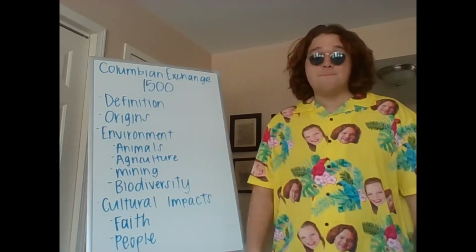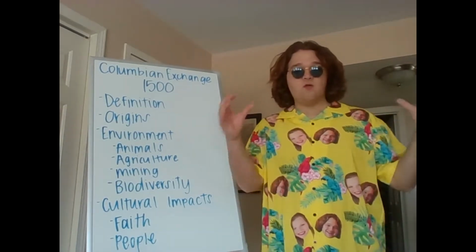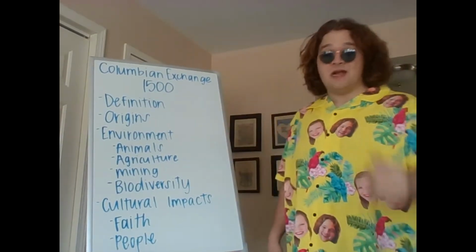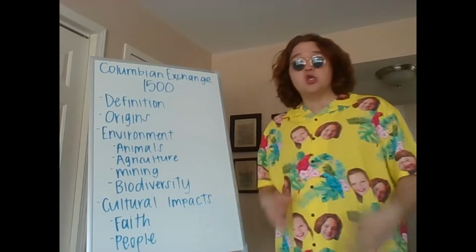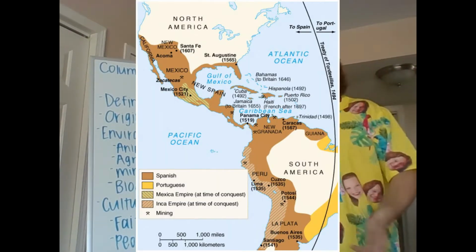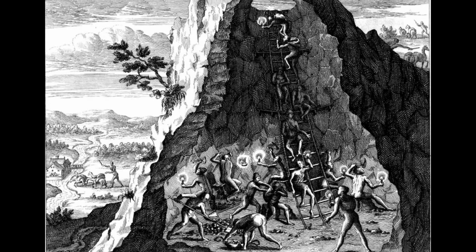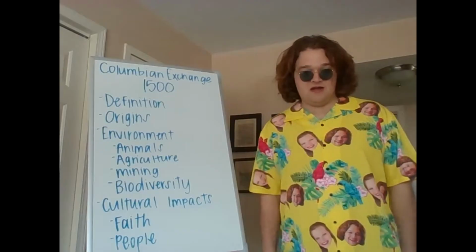Last but not least, mining. Europeans, remember, their big goal is to gain wealth. One of the biggest ways they gain wealth is mining of gold at first, but then later they found huge silver deposits throughout the Americas. And so this mining of silver is going to heavily affect the environment. To mine silver, you have to dig deep into the ground. You have to kind of destroy the area around it to be able to get to the silver veins, and that's going to hurt the environment, this mining of silver.